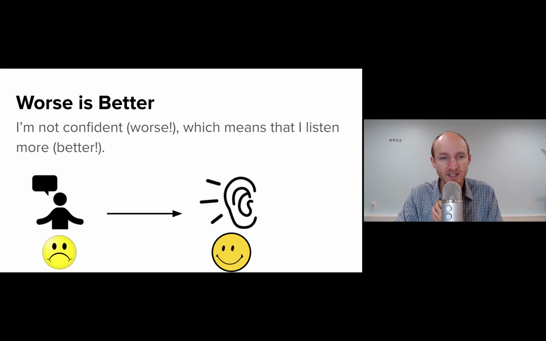Or you could flip it and say, worse is better, where if you're bad at something, it makes you good at something else. So for example, I can sometimes not be as confident or as assertive, which is not a great thing, but it means that I listen more, which is a good thing.